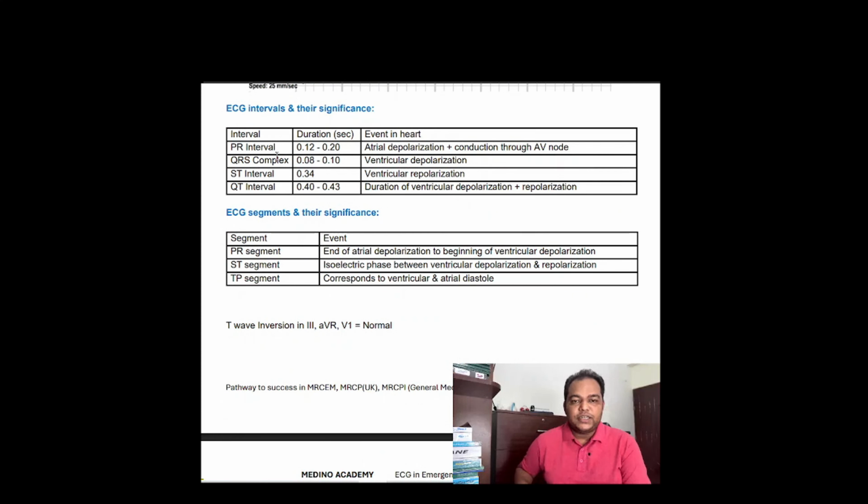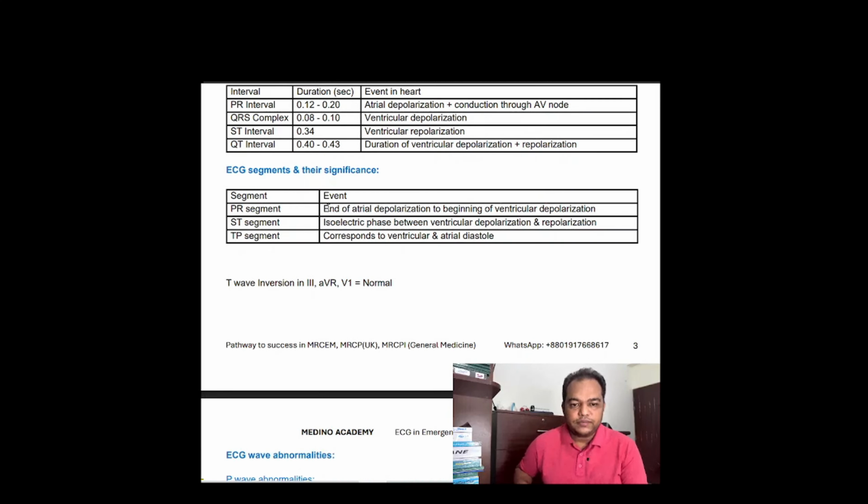The normal PR interval is 0.12 to 0.20 seconds. That means from 3 small squares to 5 small squares.